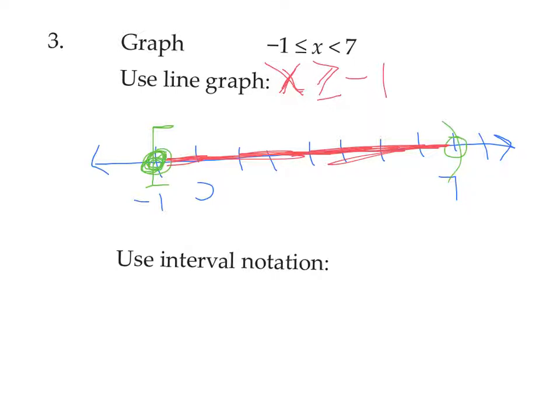And then your interval notation is going to have a bracket, negative 1 for the left boundary, 7 for the right boundary, and a parentheses.